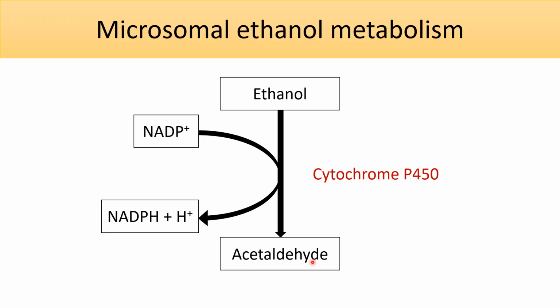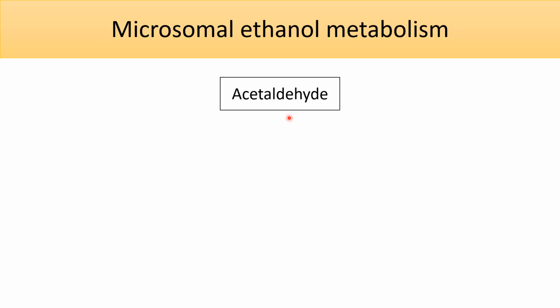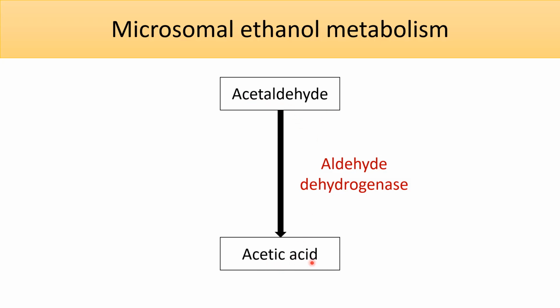Once acetaldehyde is formed within the endoplasmic reticulum, that is within the microsome, it will move out of the microsome, that is it will move out of the endoplasmic reticulum, and further step will occur in cytoplasm. So acetaldehyde has now moved out of the endoplasmic reticulum and has entered the cytoplasm. Now we have the same enzyme, aldehyde dehydrogenase, which is going to dehydrogenate this acetaldehyde to form acetic acid.